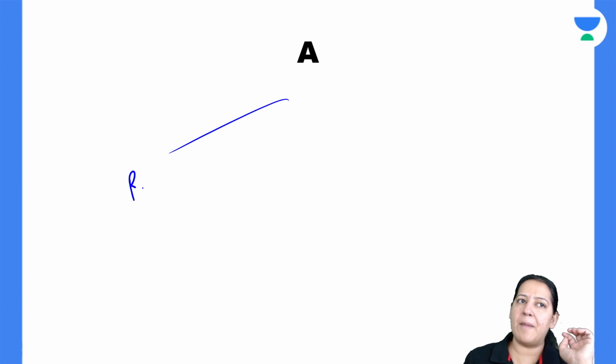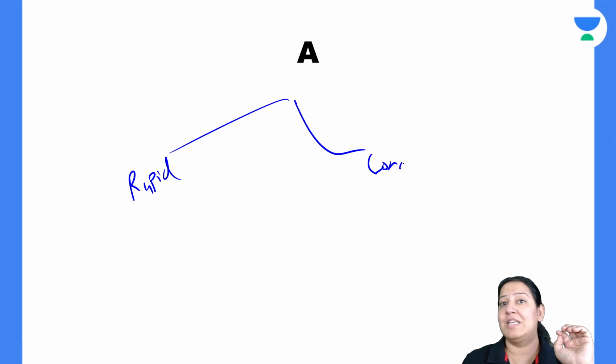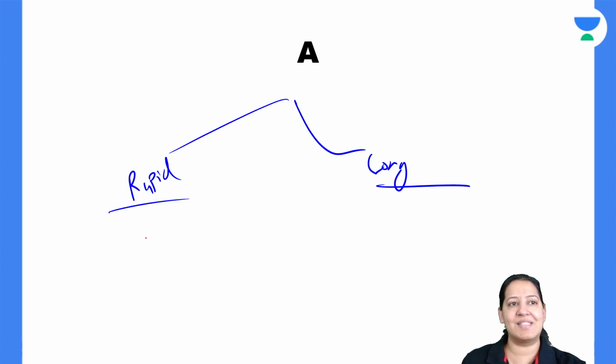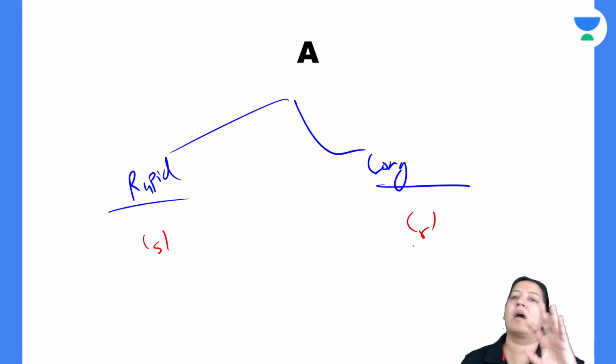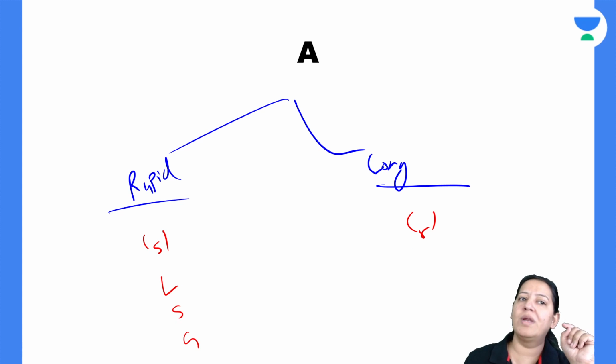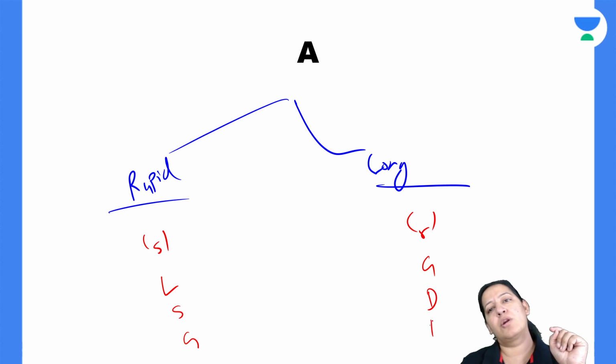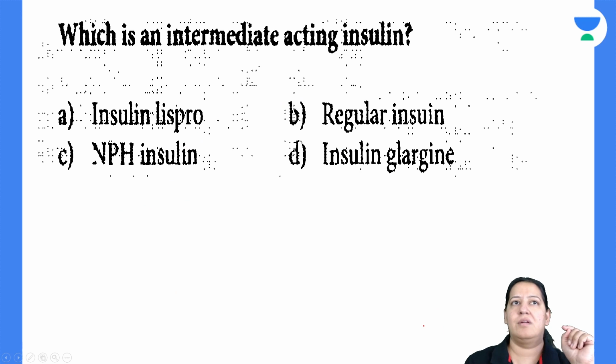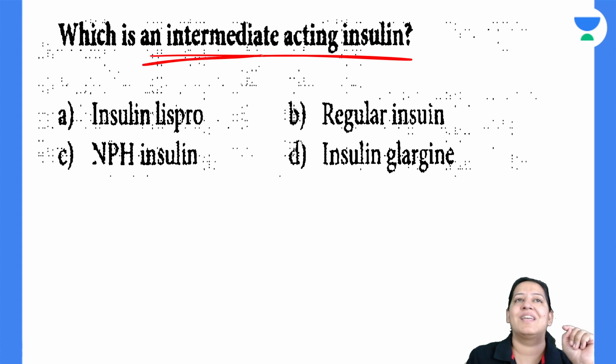Right? So you learn rapid acting and you learn long acting. इस पे बहुत MCQs आएंगे. Rapid acting all S containing, long acting all R containing. Lispro, Aspart, Glulisin, Glargine, Detemir, Degludec. So you have to learn. Which of the following is intermediate acting? Intermediate acting में दो होते हैं. कौन सा intermediate?